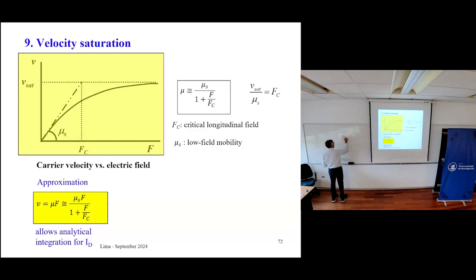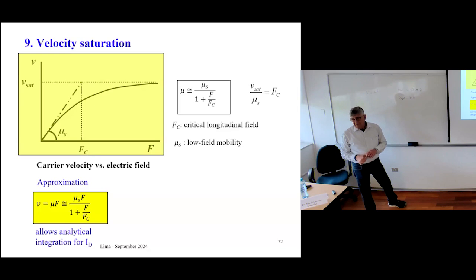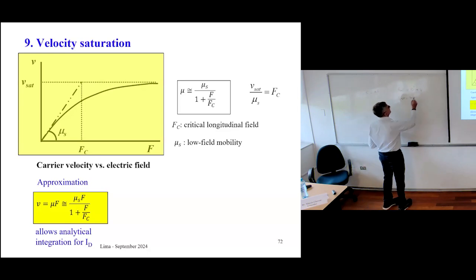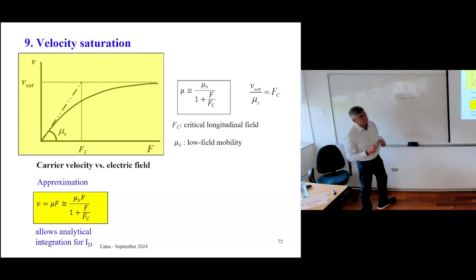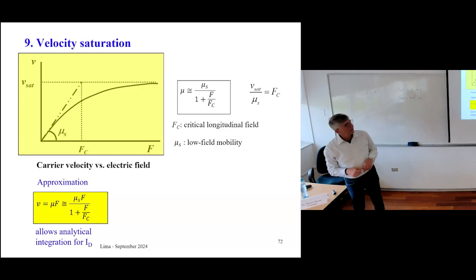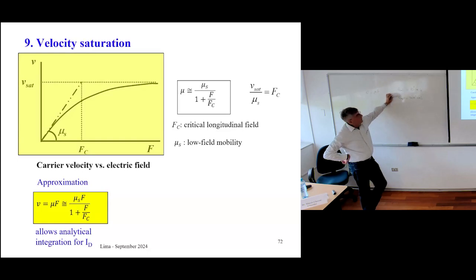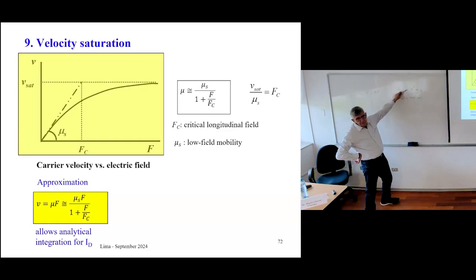If you compare this with light velocity in vacuum, 300,000 kilometers per second, this is times 3 10 to the 10 centimeters per second. I don't know if I'm right. So the saturation velocity in silicon is 3,000 times less than the light velocity. You have a factor of 3,000 from here to here.